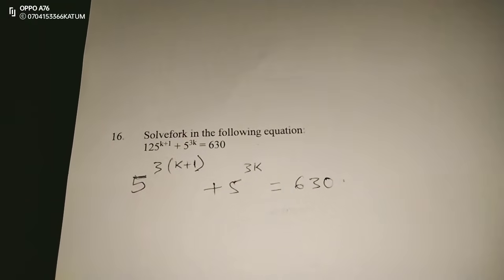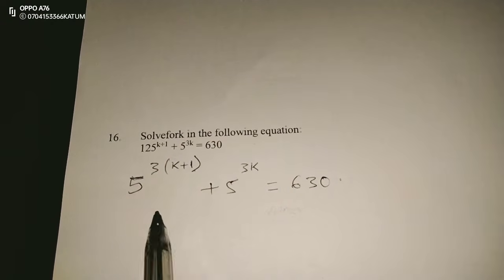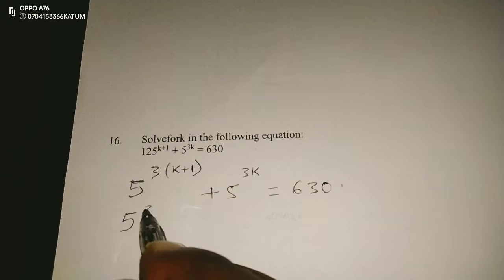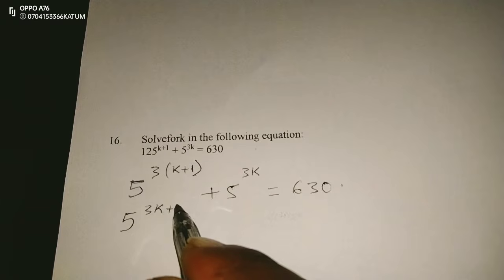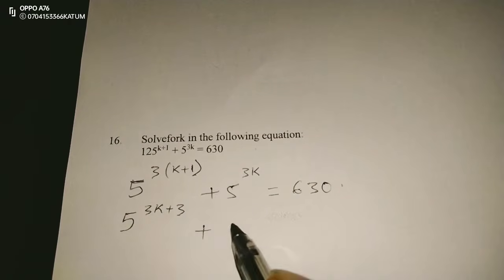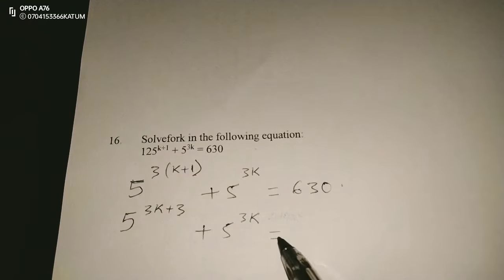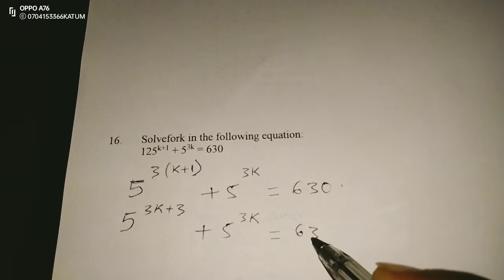Then after that step, we can multiply these indices, whereby we shall have 5 raised to 3k plus 3, plus 5 raised to 3k. This is equal to 630.